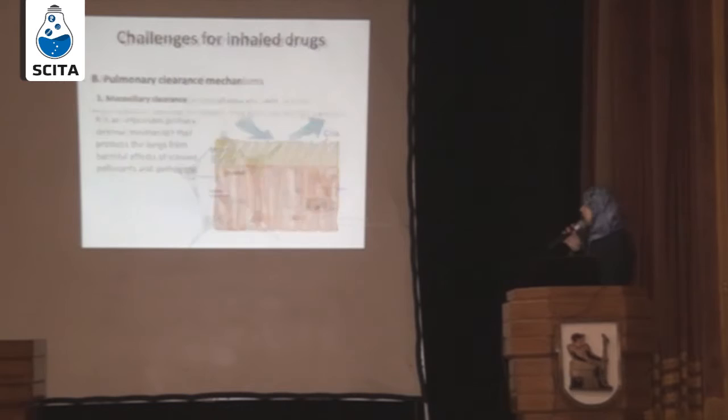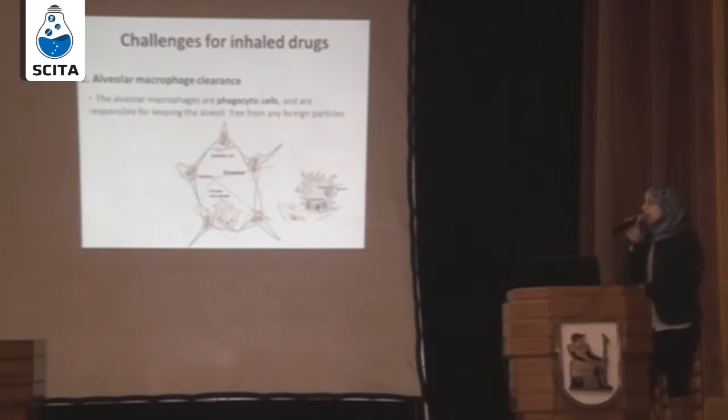The second is that if the drug is lucky and it escapes the mucus and goes to the deep lung and reaches the alveoli, it will find the macrophages, which are phagocytic cells. And the phagocytic cells are responsible for keeping the alveoli free from any pathogen. So what happens when the drug gets in the alveoli? It will be engulfed by macrophages and eliminated by the body.